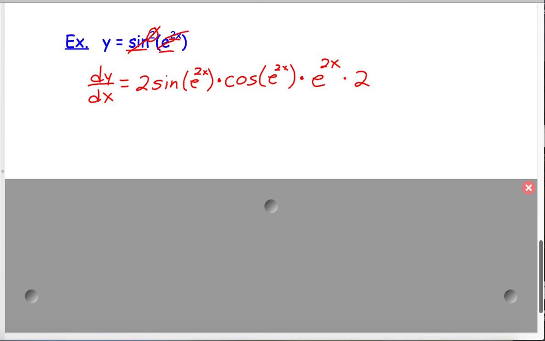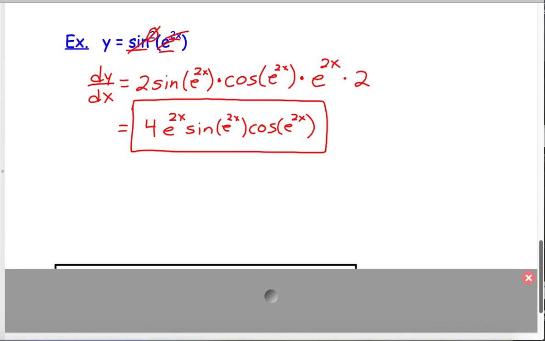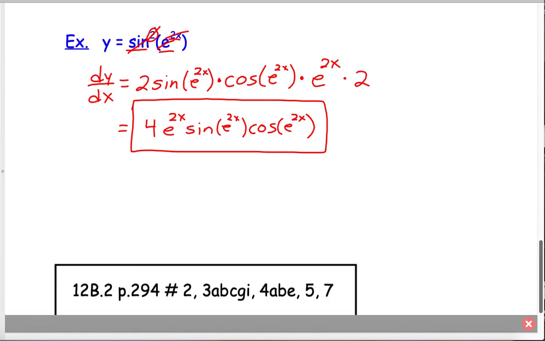And so now you see how I've worked my way from the outside all the way in. It's kind of the opposite order of how you would evaluate. So I would probably write this as 4 e to the 2x sine e to the 2x cosine e to the 2x. And if you remember some of your sum and difference formulas, there's actually a way we could break this down, because 2 sine cosine is sine of 2 theta, but I won't boggle your mind with that right now. We'll just leave it like that. So there's some problems then in 12.B2.